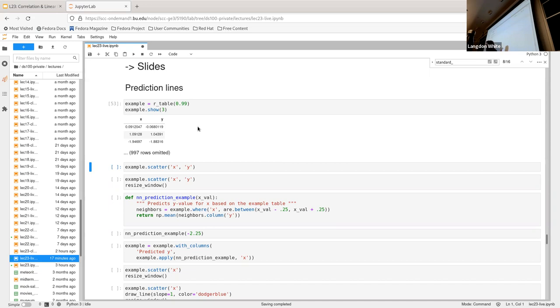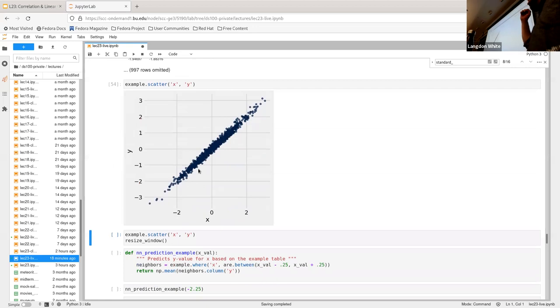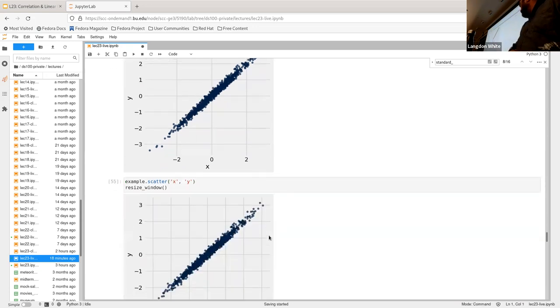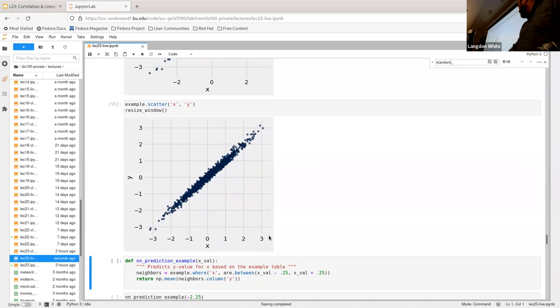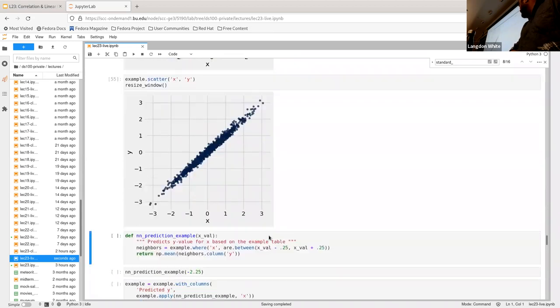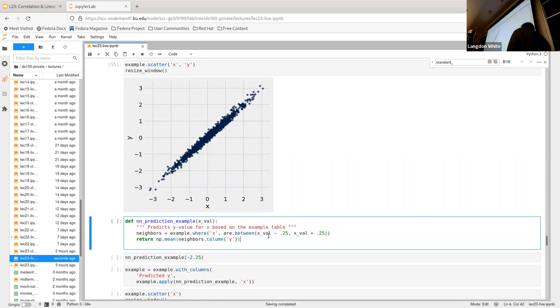But it's all in standard units, so it's all going to be around zero, right? If we look at a scatter plot of it, it's going to look like that, right? Which is what we expect. Because we're generating a sample, it's 0.99, so it's not a straight line, but it's nearly straight. Okay, all right, so then what we start to do is think about those nearest neighbors, okay?